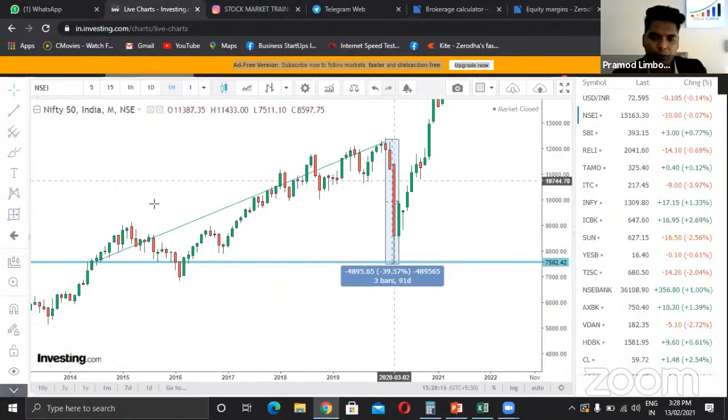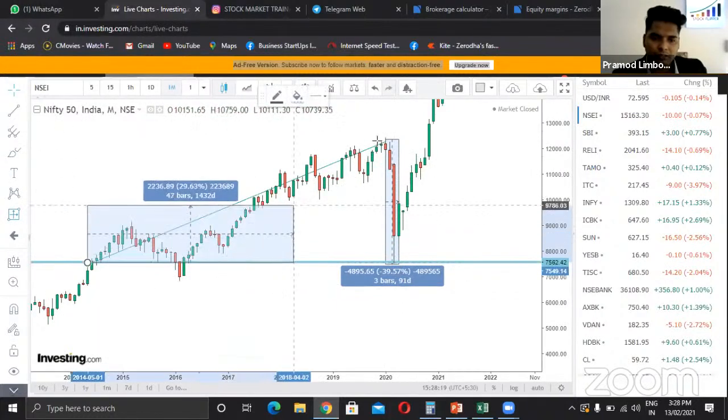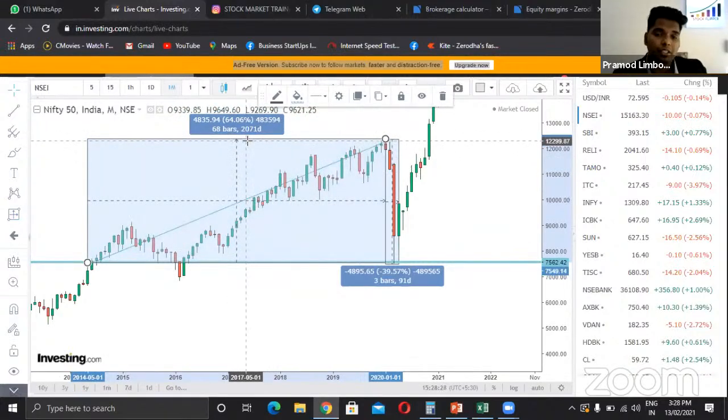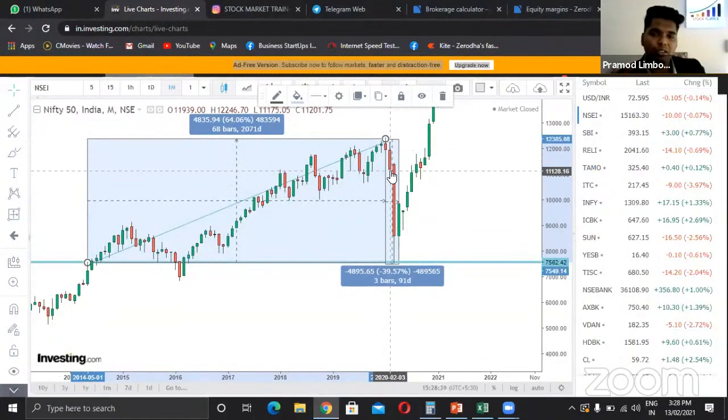91 days it took just to lose all these gains. You can see here it took around 2071 days to get the market from the 7500 to the 12,000 mark. But it took only 3 months, traders, only 3 months just to lose all those gains. I was in huge losses back then, but I told everyone to just stay calm. This is not the first time the stock market fell. In 2008 also the market fell, but what we are supposed to do is at least keep invested in good stock.